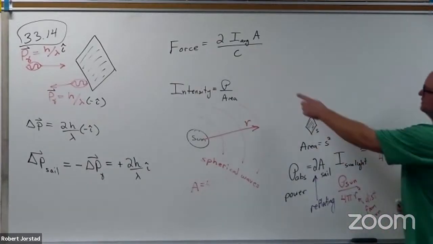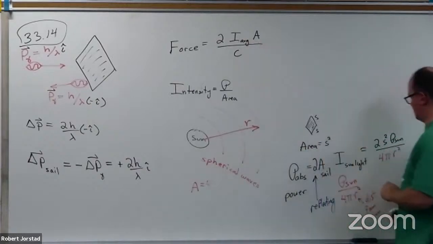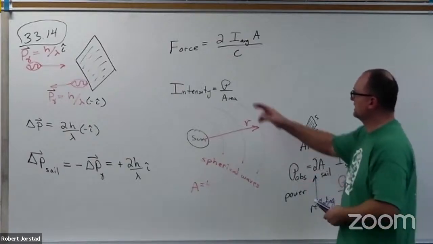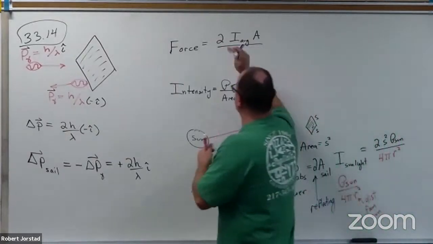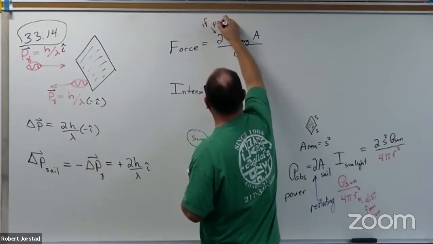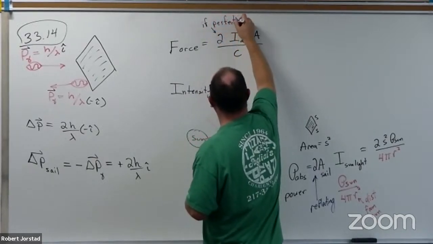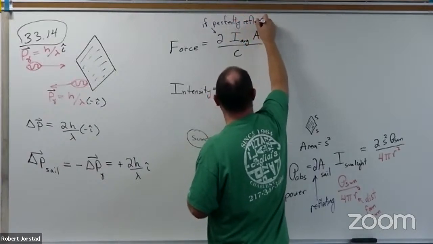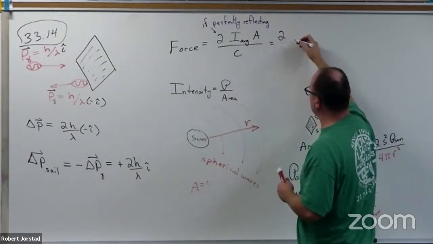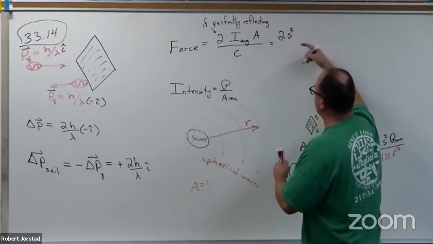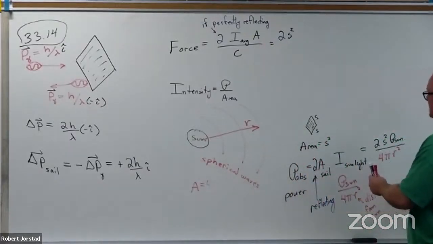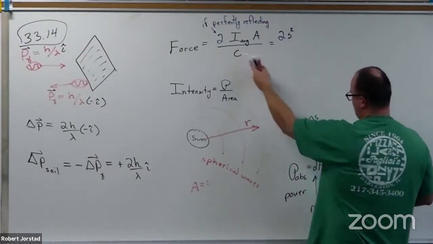So there's a factor of 2, there's a factor of area, and then there's this intensity, which is the power of the sun. Again, this factor of 2 was from the reflectivity, if perfectly reflecting. In this case, we saw that we would get 2 s squared, that's the area of the sail. And then there's a c here to convert this to force.